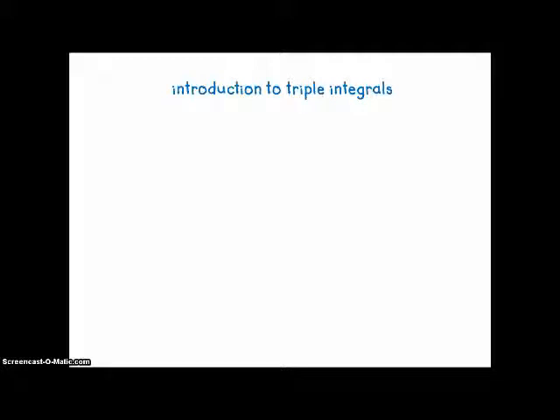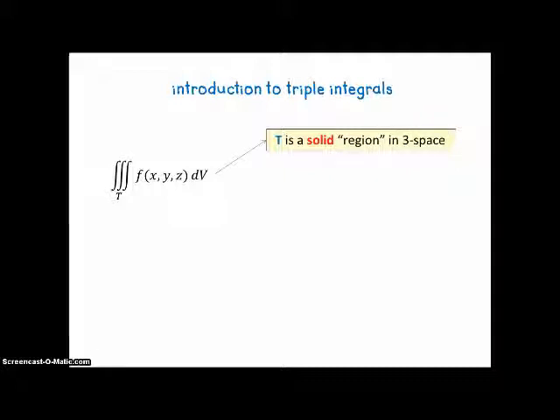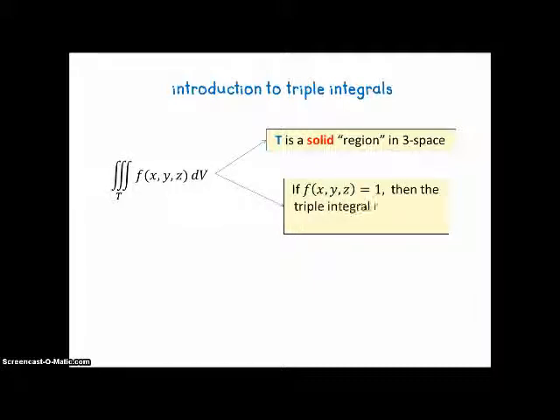Introduction to triple integrals. If we have a triple integral, then the function has to be a function of three variables. And T is a solid region in 3 space. Previously we integrated over R, which was a region in 2 space on the xy plane. So now we're integrating over a solid region. And if f of x, y, z equals 1, then the triple integral will return the volume of the solid described by T.